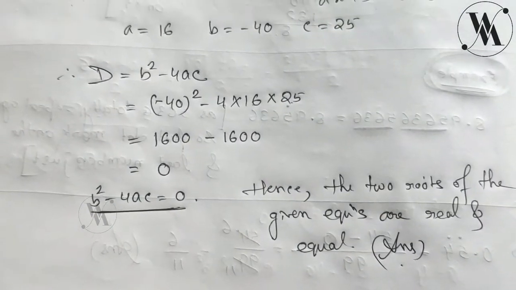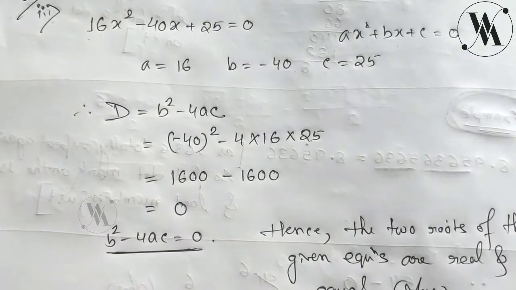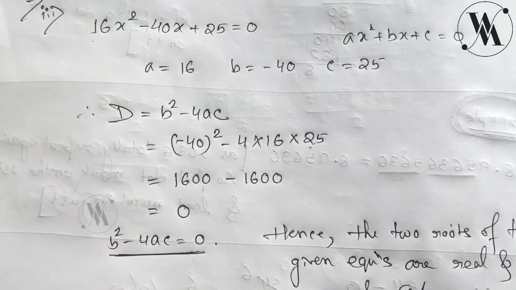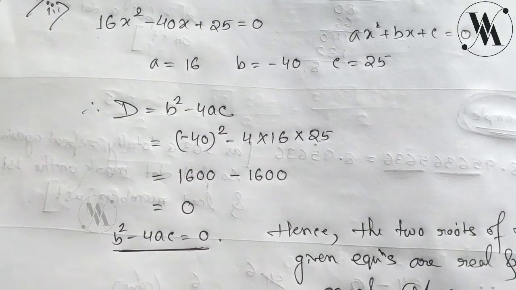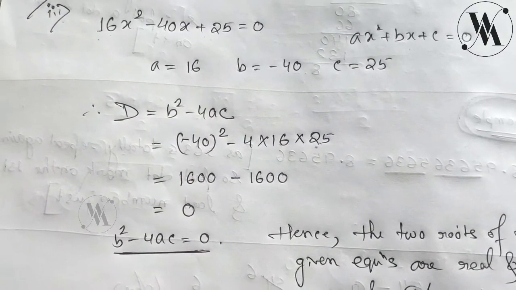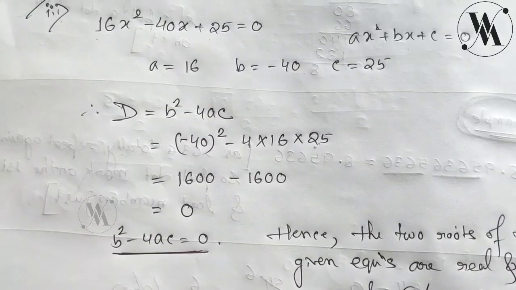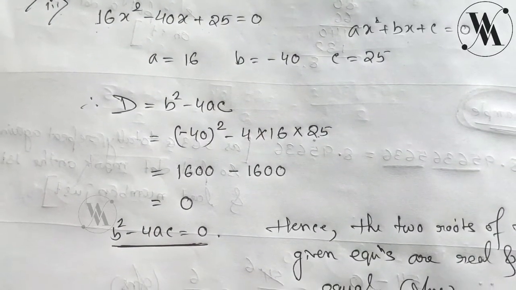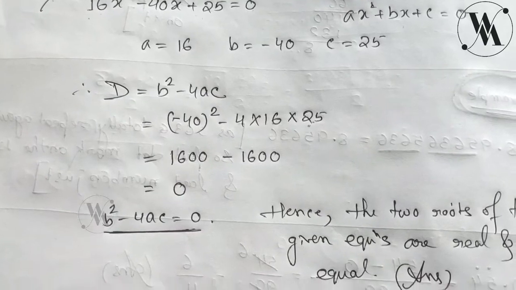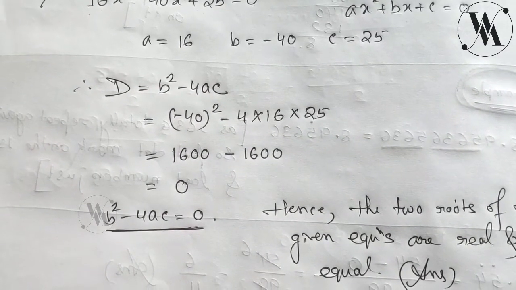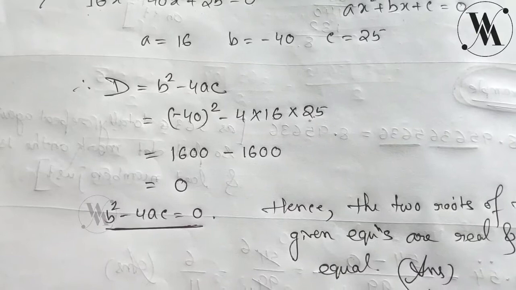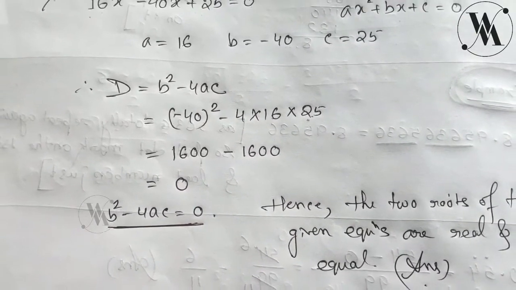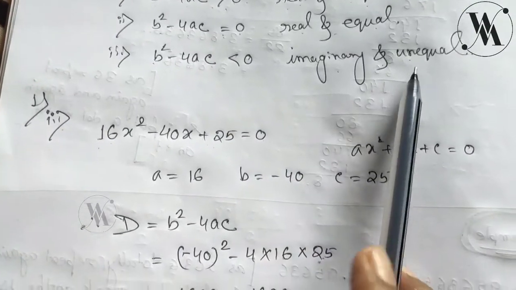So that is the only process. First you have to compare the given equation with the standard equation, then find the values of a, b and c, then find the value of the discriminant, that means b square minus 4ac. If b square minus 4ac is equal to 0, then the roots will be real and equal. If greater than 0, then real and unequal, and if less than 0, then imaginary and unequal.